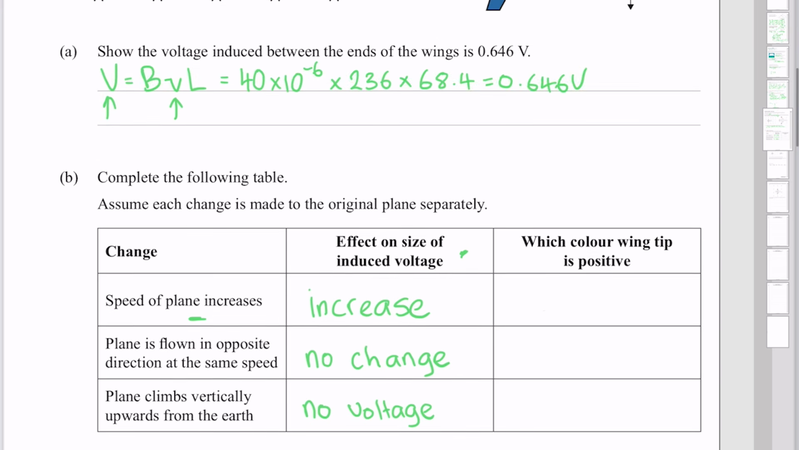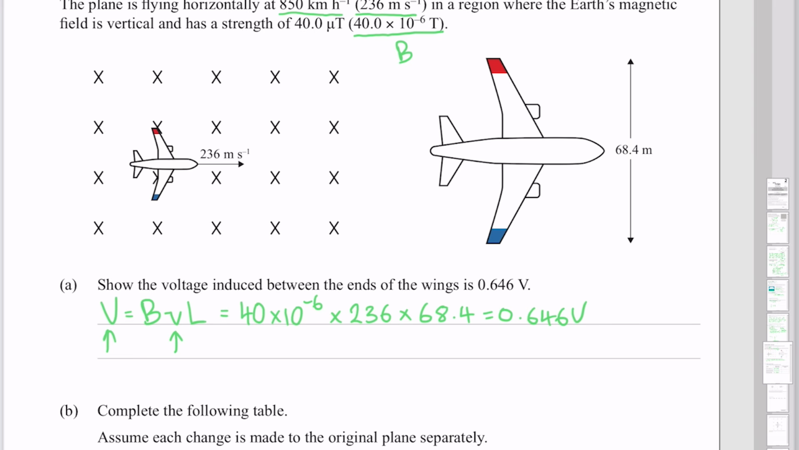For our other column, which color wingtip is positive? So let's work that out in our original scenario. So we're going to need to use our right hand slap rule. So you're going to have to follow along at home. If you point your fingers in the direction of the magnetic field, which is into the page, point your thumb in the direction of our plane / our wire, which is towards the right, your palm is going to be pointing up the page in this direction here. So that is the force on our positive charge, which means our positive end is going to be the red and our negative end is going to be the blue.